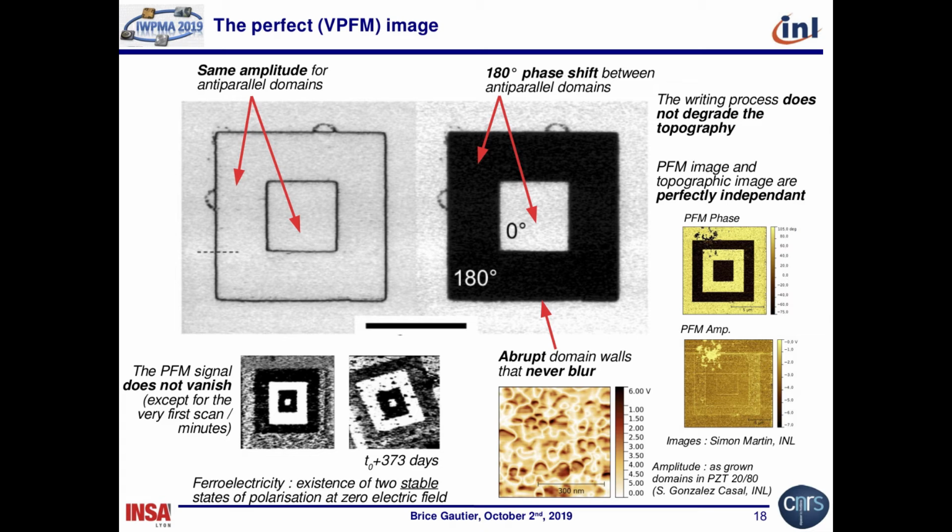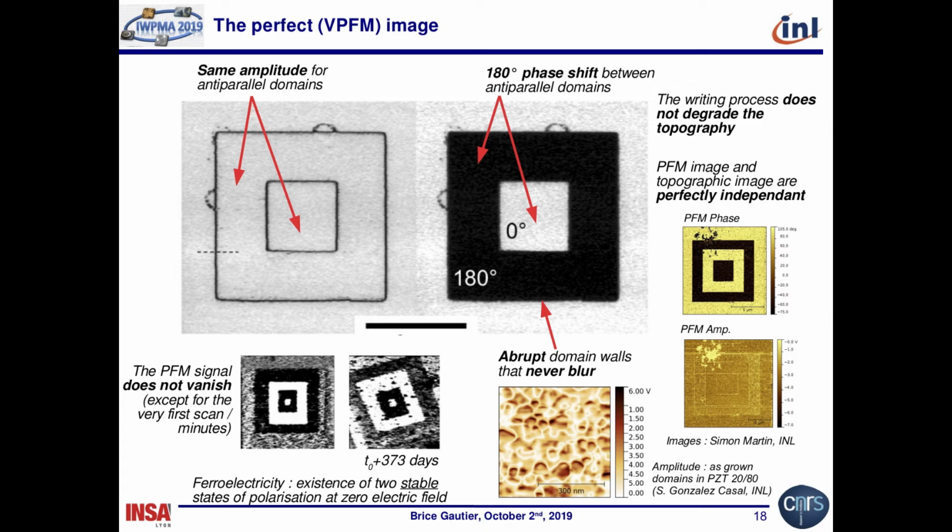For my part, I do not use the so-called PFM signal, amplitude multiplied by cosine of the phase. I always use the phase and the amplitude separately. From the phase, if everything is correct, you should have 180 degrees between the black part and the white part. If you don't have 180 degrees, something wrong is happening with the signal-to-noise ratio of your measurement, so you have to check something. But this one is perfect.